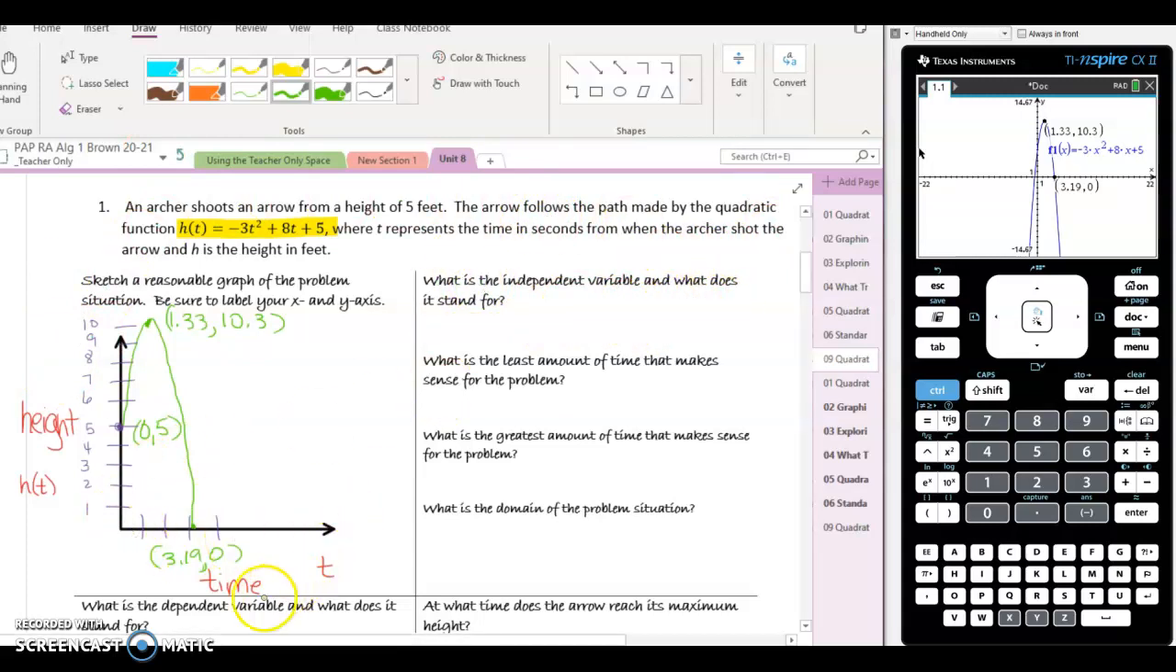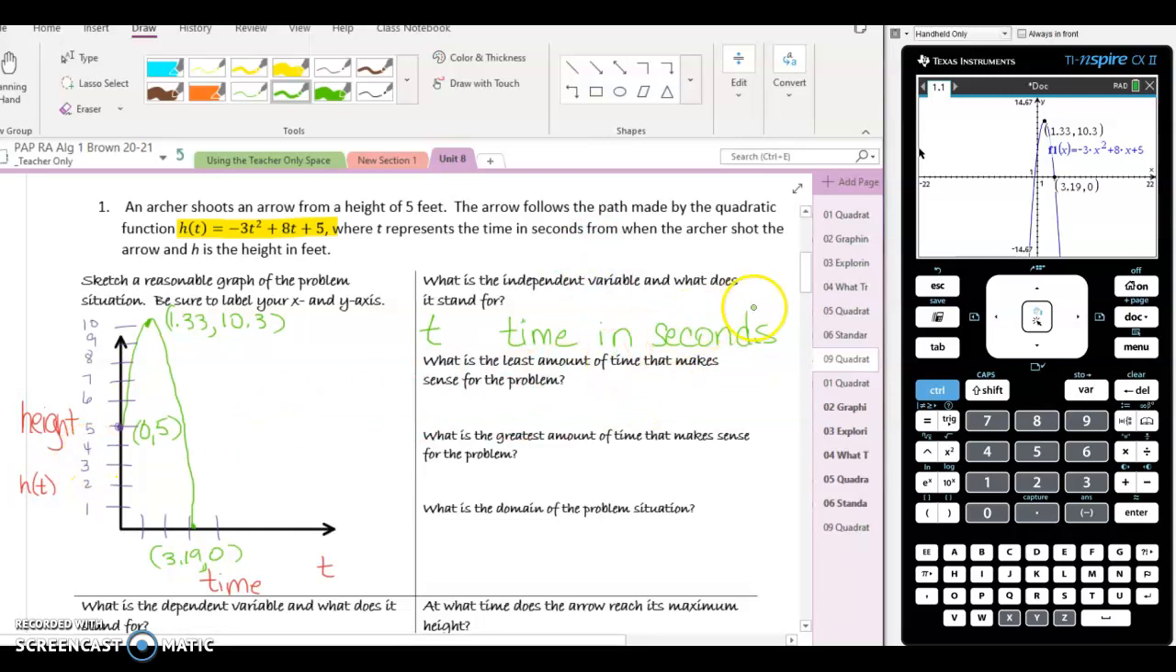Well, we talked about that whenever we were setting this up, and we said that t was our independent variable, and what it stood for was the time in seconds that it took for the arrow to hit the ground. I'm just going to write time in seconds so we know what the other part is.